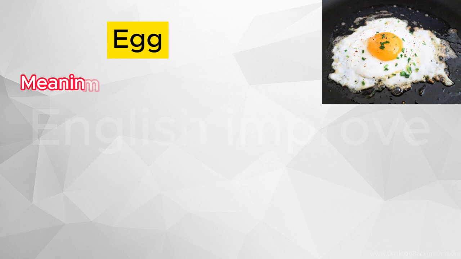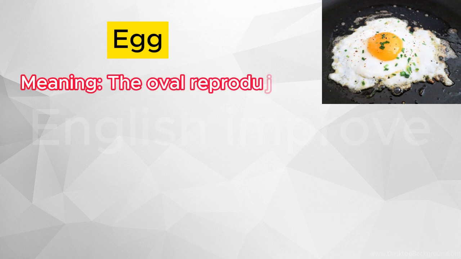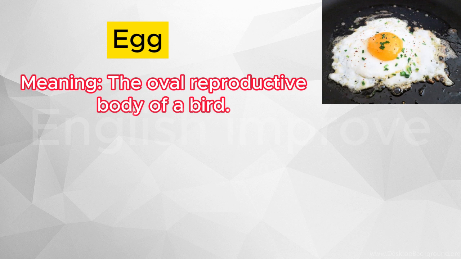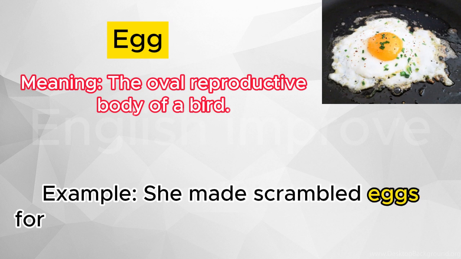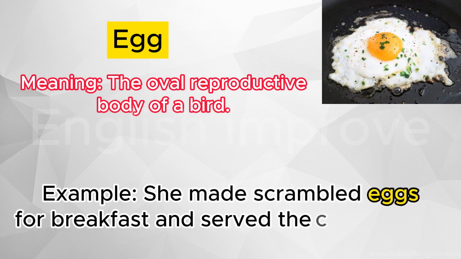Egg. Meaning the oval reproductive body of a bird. Example, she made scrambled eggs for breakfast and served them with toast.